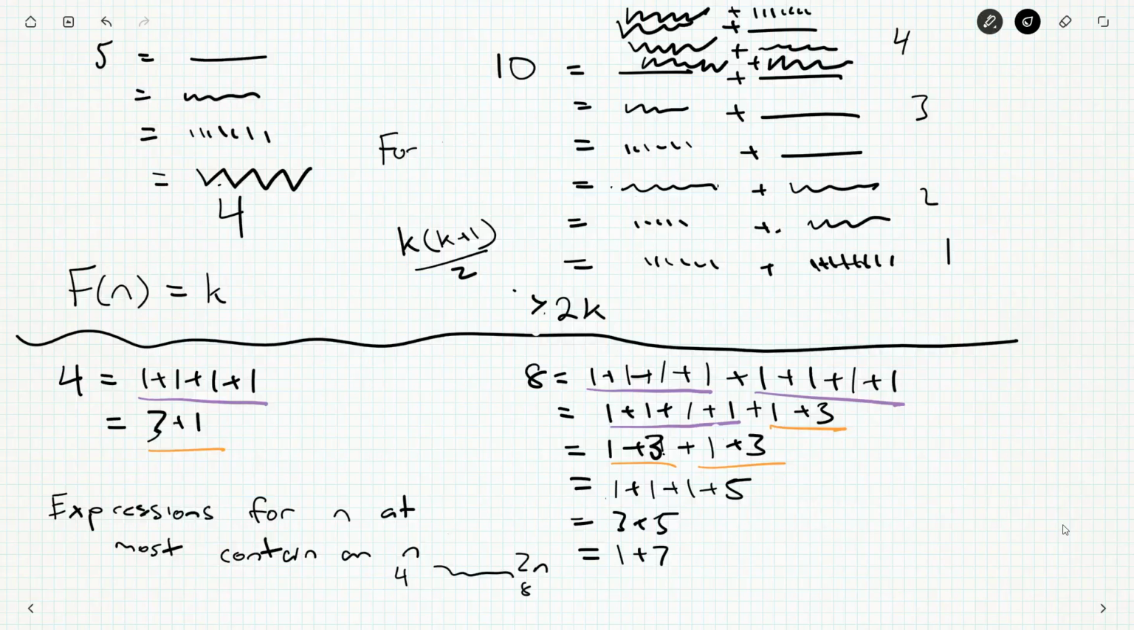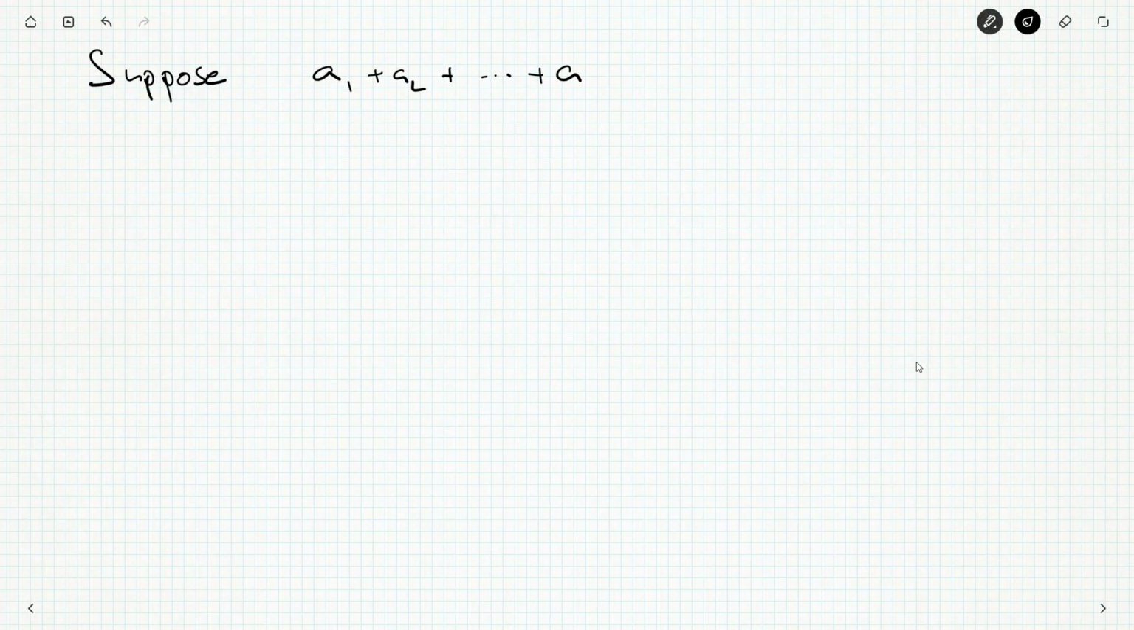Well, let's see if we can show this. So, suppose A1 plus A2 up to some number, I don't know, let's say n is already in use, so let's say A1 plus A2 plus up to AX is equal to n, and B1 plus B2 plus up to BY is equal to n.